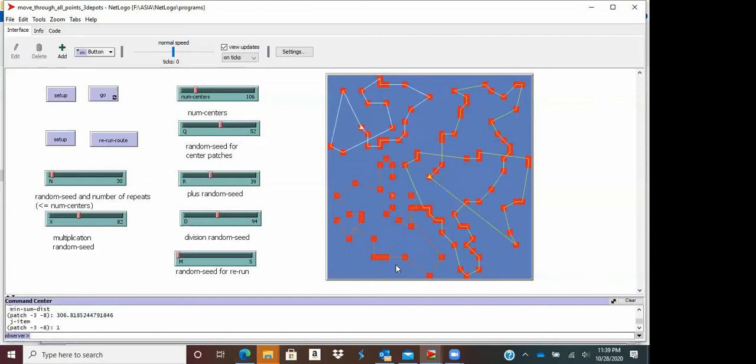So this is the solution. You can see this red route is one vehicle, the white route is another vehicle, and the yellow route is for the third vehicle. So we have a 3 vehicle routing problem.